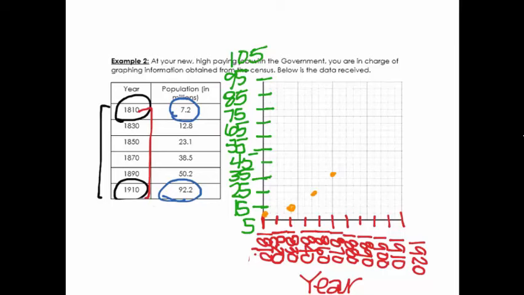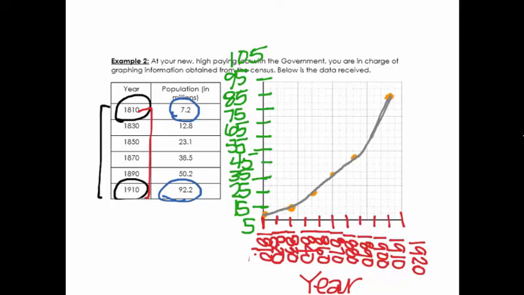In 1890, I had the point 50.2. I'm going to go up here just below the 50. This should actually be right on that intersection because I skipped by 5s. And then 1910 goes all the way up to like 92. So just below this end part. It means we had a big population jump there. And then I'm just going to connect my points to show how it shifted throughout the years. You can see a little bit of a curve here.